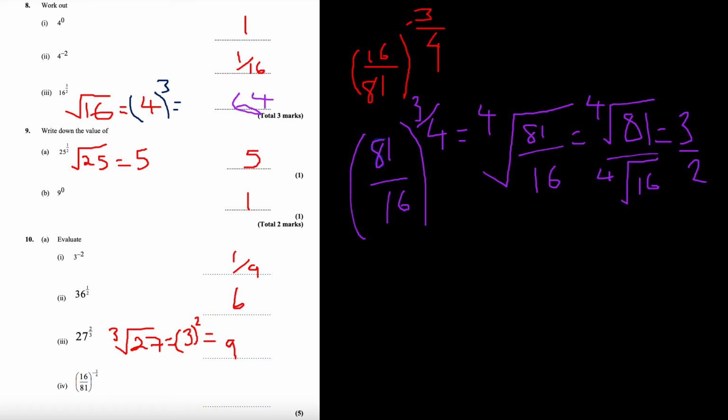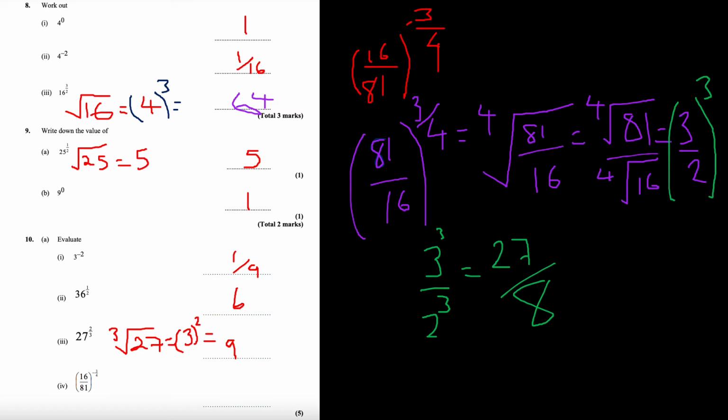I'm now going to cube my answer, so I'm going to raise it to the power of 3, because that's the power on the numerator. So I'm going to get 3 cubed over 2 cubed, which is 27 over 8. So my answer is 27 over 8. Okay? So hopefully that makes a bit of sense.